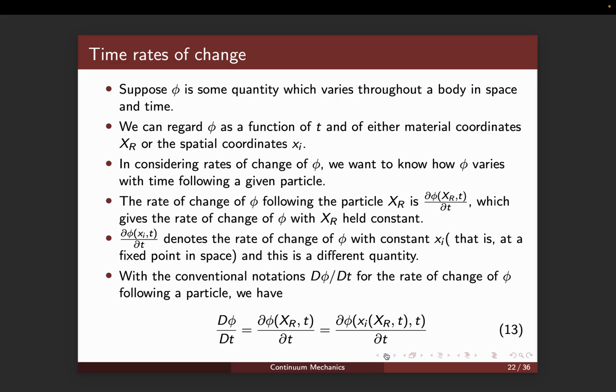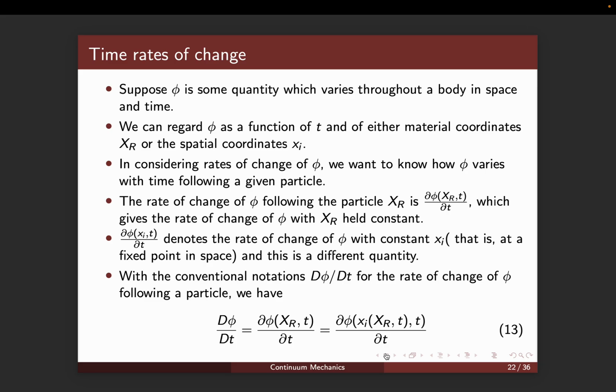particle. So the rate of change of phi following the particle having material coordinates xr is given as ∂phi/∂t, where phi is a function of xr comma t, which gives the rate of change of phi with material coordinates held constant. If you consider it in terms of spatial coordinates, it's the rate of change of phi with spatial coordinates held constant. So both of these rates of change are different.